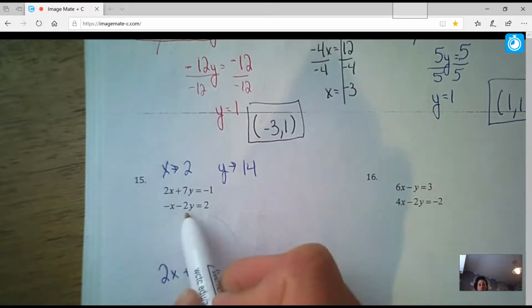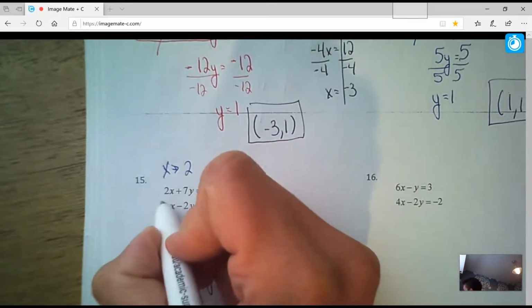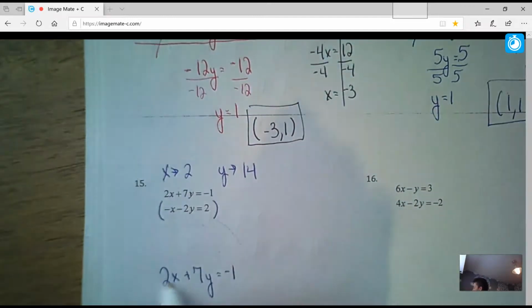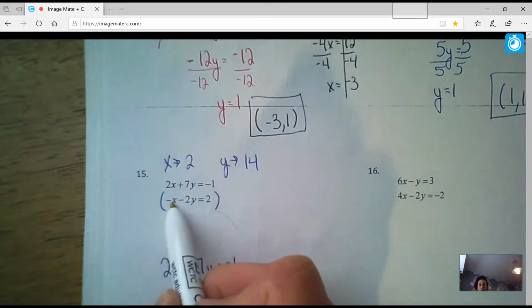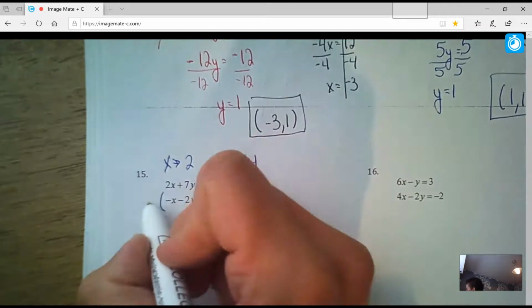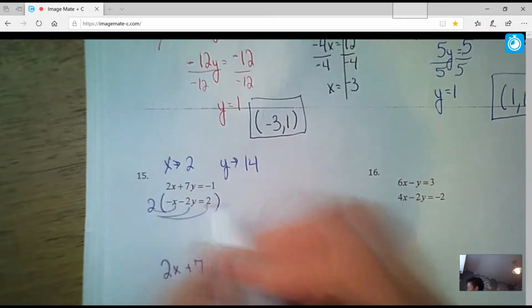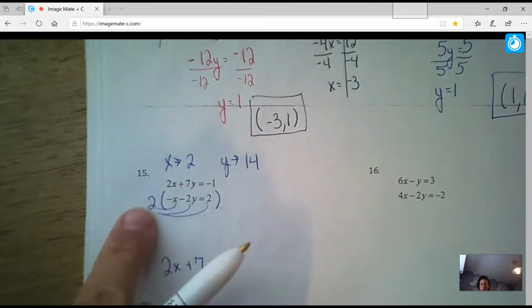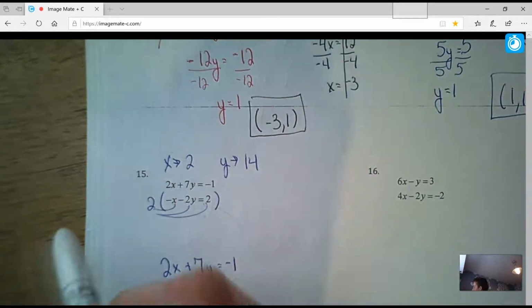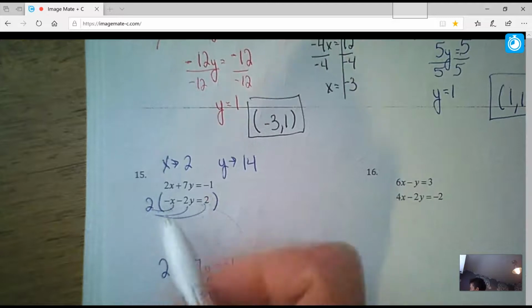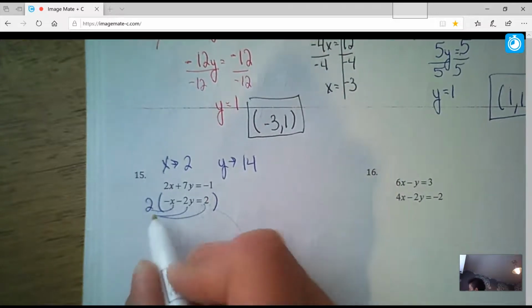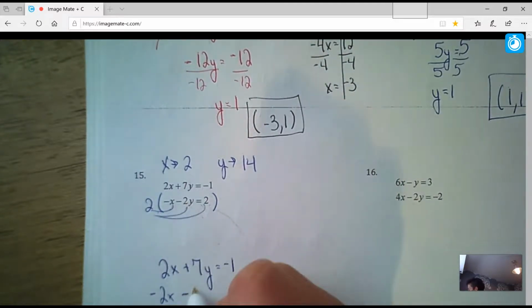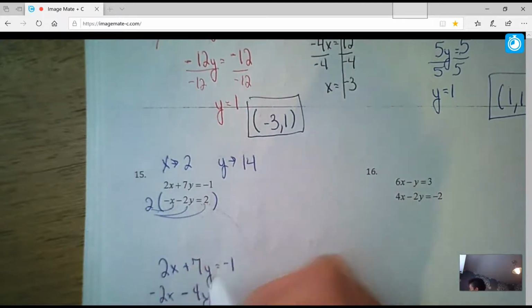And the bottom one, I'm going to now take it times, if this is a 2x, I need to make the bottom one a negative 2x. And since the negative's already there, I just have to multiply everything by 2 and get there. So don't think that that's a pattern that everything multiplies by 2 just because that happened on 14. So I'm going to multiply everything in here by 2, so that becomes negative 2x. This becomes a negative 4y, or subtracting 4y, and the 2 times the 2, that's a 4.